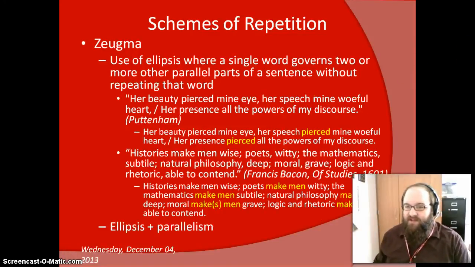To some, it's helpful to think of Zeugma as a sort of combination of ellipsis and parallelism. That's sort of correct. You're using ellipsis in parallel construction. That kind of makes sense. Where that central verb, sometimes it's a central noun, but usually it's a central verb, governs a bunch of different nouns or different adjectives, however it's being used in the sentence.